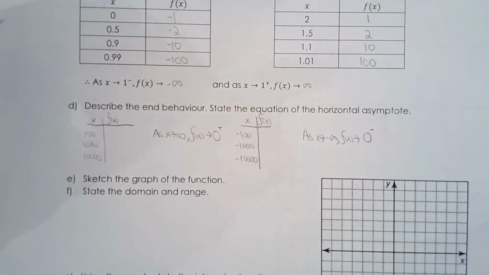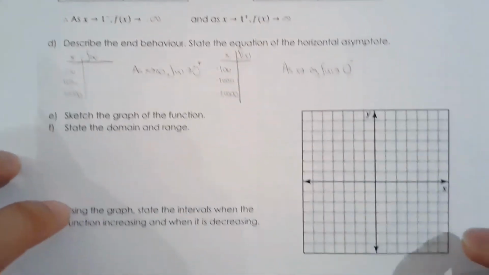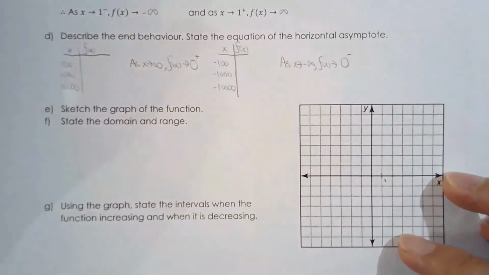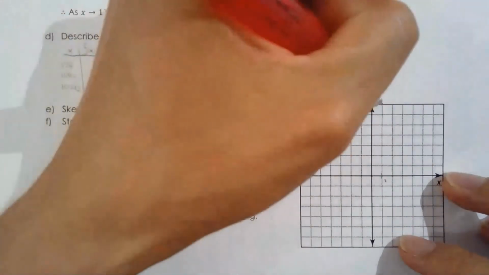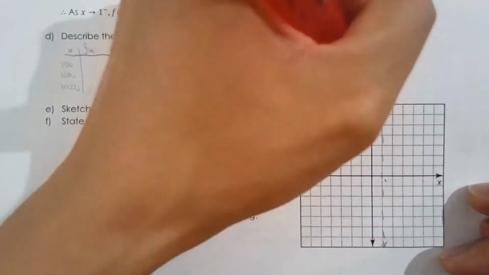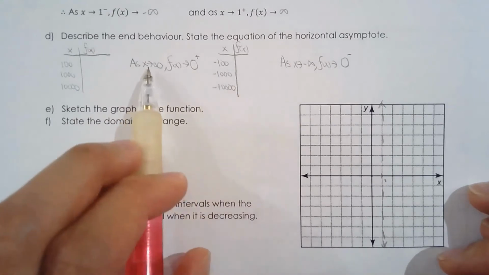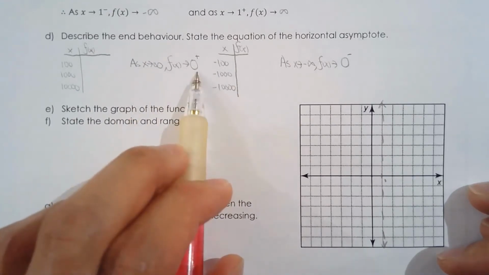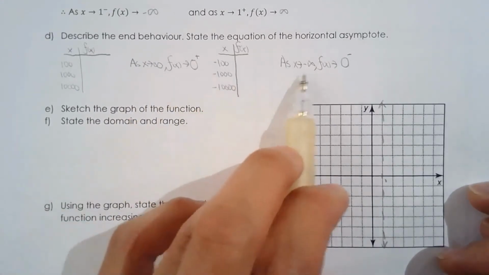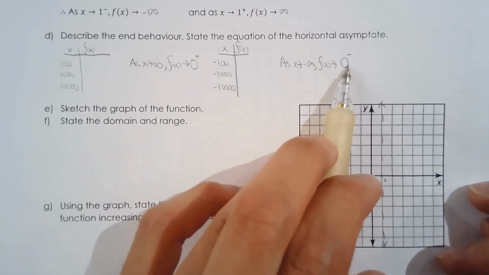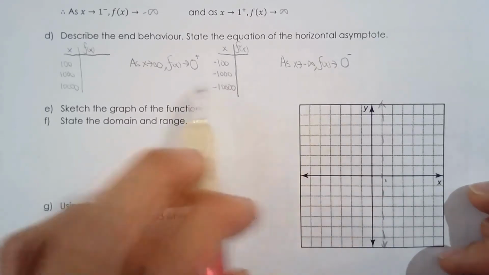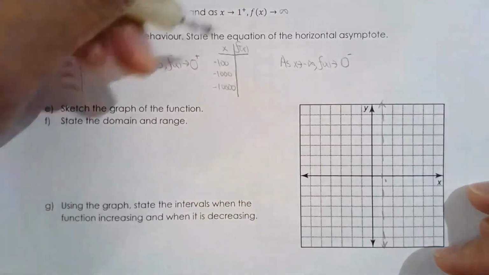Okay, so all this work, I really want to just sketch the graph. So first thing I'm going to sketch the vertical asymptote. I forgot to mention, as x approaches infinity, f of x approaches 0 from above. As x approaches negative infinity, f of x approaches 0 from below. So both these statements basically tell me that there's a horizontal asymptote.